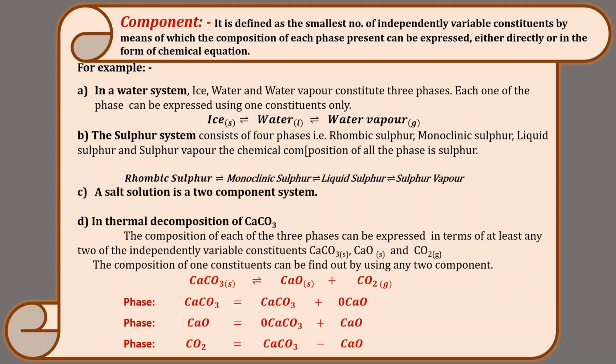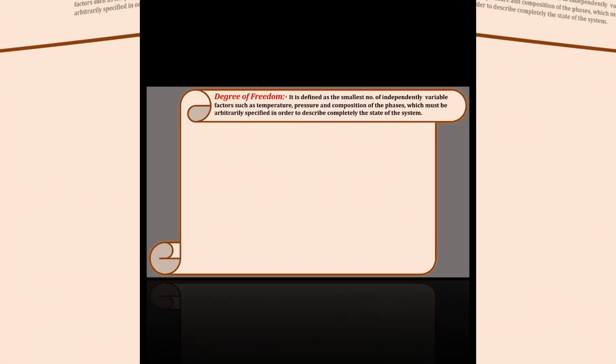The next example, the thermal decomposition of calcium carbonate. The composition of each of these three phases can be expressed in terms of at least any two of the independently variable constituents, that is calcium carbonate, a solid, calcium oxide, again a solid, and CO2, a gaseous phase. So in that reaction, the composition of one constituent can be found out by using the other two components. The reactions are given: calcium carbonate in equilibrium with calcium oxide plus CO2. And next, calcium carbonate is obtained by mixing CaCO3 plus 0 CaO, calcium oxide. Similarly, the other reaction.